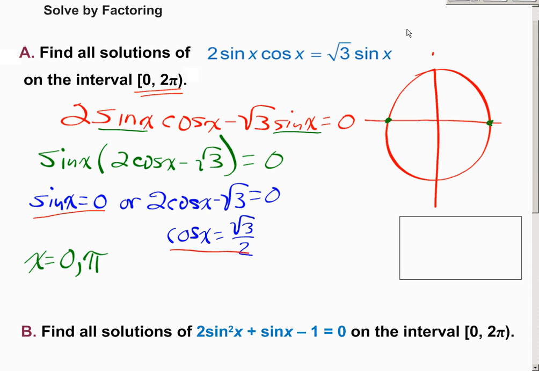Now looking for when cosine is radical 3 over 2. Cosine is positive in the first and fourth quadrants. And so a cosine of radical 3 over 2 is going to happen at pi over 6. So there's our next solution. And we can't do a negative here because we're looking at the interval from 0 to 2 pi. So that angle is going to be 5 pi over 6.